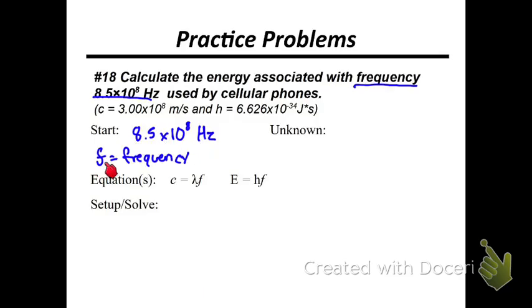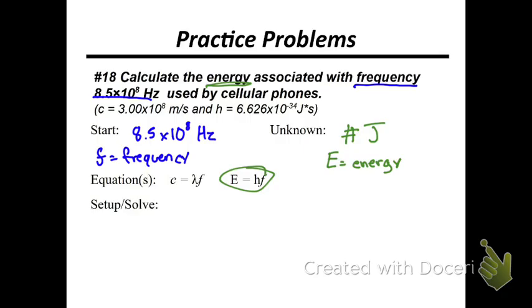So our starting value is 8.5 times 10 to the 8th hertz. And that is my frequency, which I also like to label with the variable, so I remember what's going where. My unknown is energy, and that is measured in joules. So I put number of joules and E equals energy. And then of the two formulas, I'm going to be using the energy formula. And then I just need to plug and chug, set up and solve.